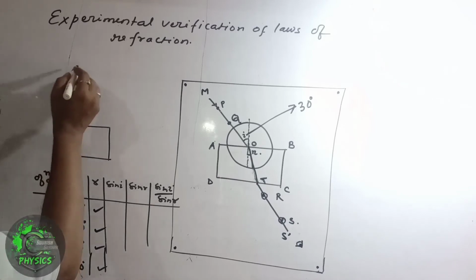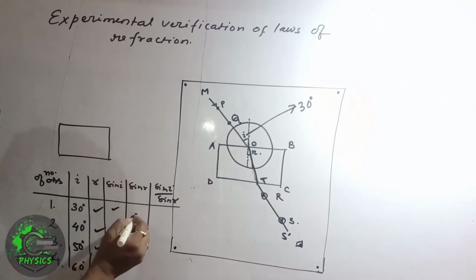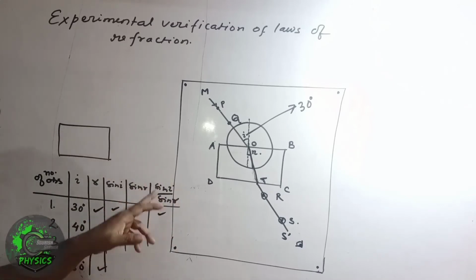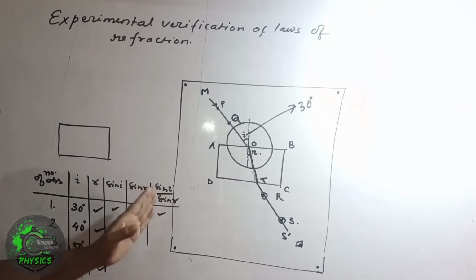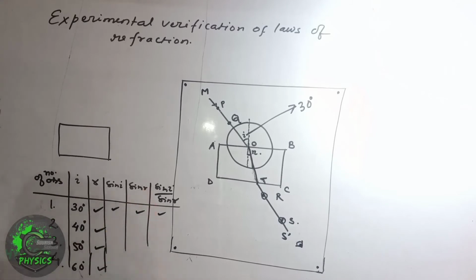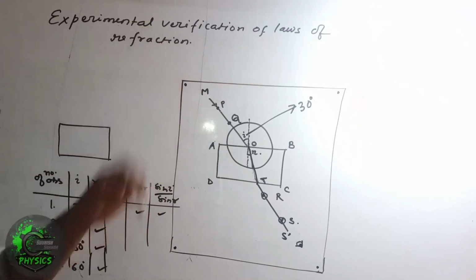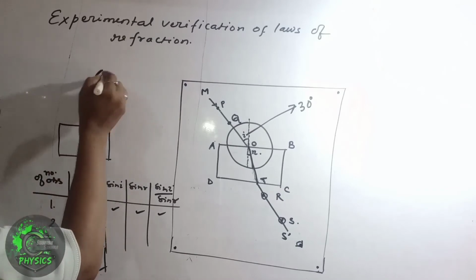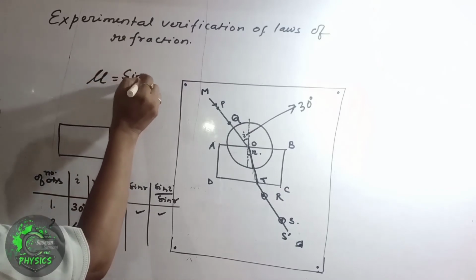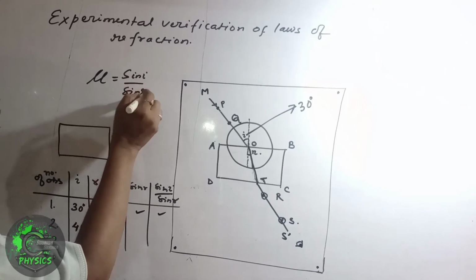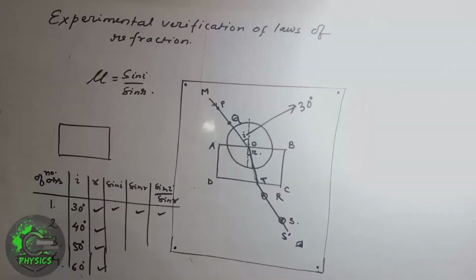Now for every set, you find sin I, sin R and sin I by sin R. It can be observed that the value of sin I by sin R, that is the result of the last column, will always come the same, though I and R are different for each observation, which verifies the law of refraction, which states that refractive index equals sin I by sin R, which is constant for a pair of media.